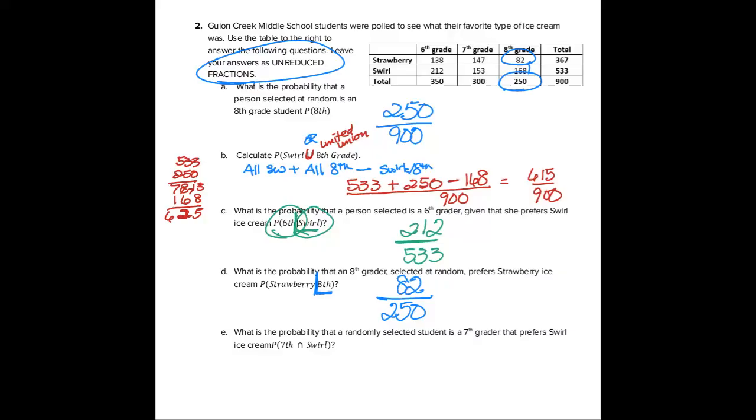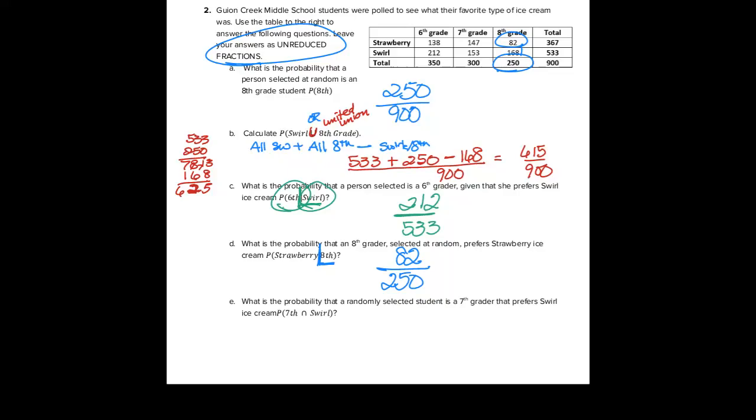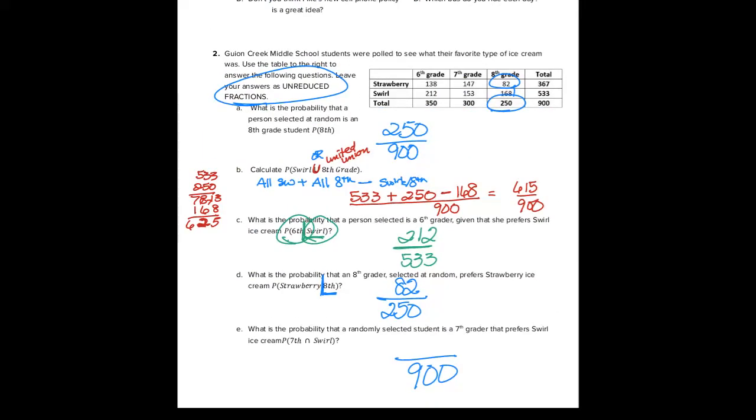Okay. And the last one, what's the probability that someone selected at random from this is a 7th grader and likes swirled ice cream? You need to look at where they are intersected. So 7th grade, whoops, wrong one. 7th grade and swirled, they both go through 153.